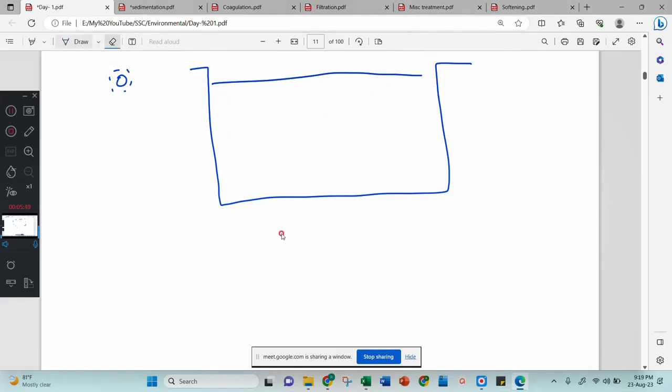Okay, those particles cannot be removed. Why? Because this is a charged particle. This is also a charged particle, this is also a charged particle, sorry, this is minus. All colloidal particles will have the same charge. This is also a charged particle. Now this minus and this minus and this minus, they will repel each other. They always repel each other, therefore they never settle down.